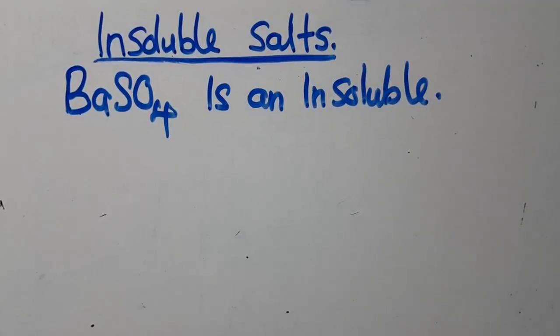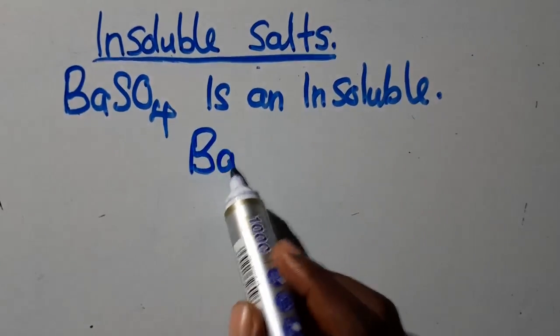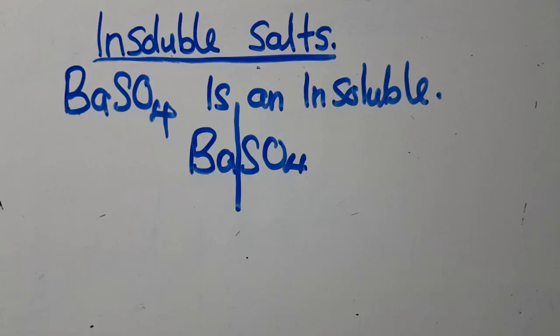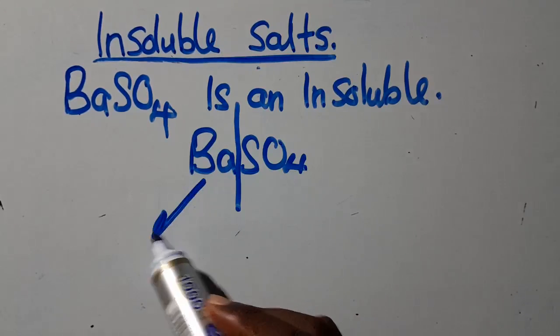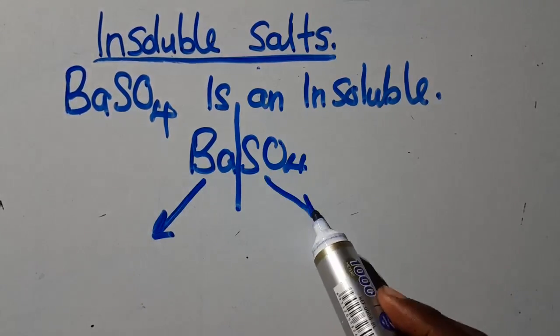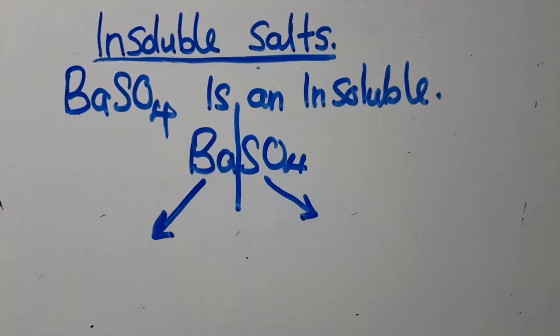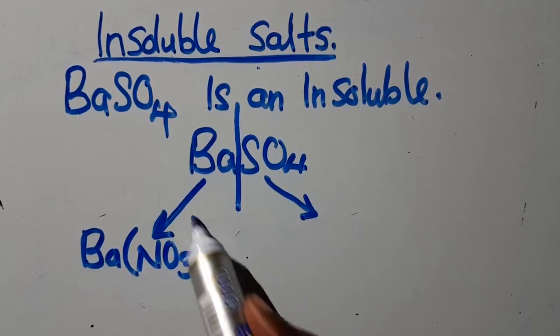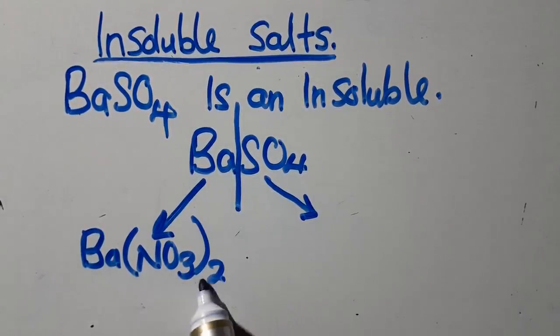Before you look at the procedure on how to go about it, you need to get the word itself, barium sulfate, and break it into two. Why am I breaking it into two? So that I know the reagents, the two soluble salts that were reacted together to form this insoluble salt. Which soluble salt has barium in it, and which soluble salt has sulfate in it? This is what you need to do. A soluble salt that has barium in it, we can say barium nitrate. Barium nitrate is a soluble salt.